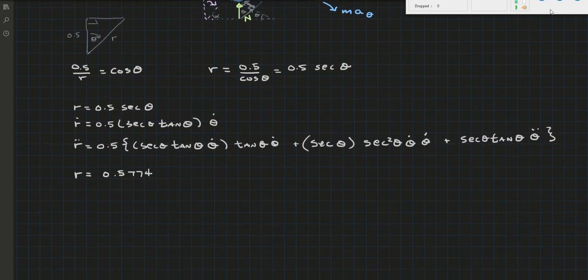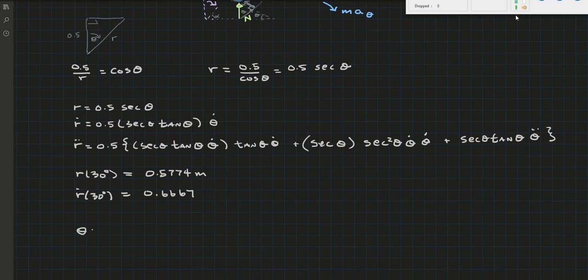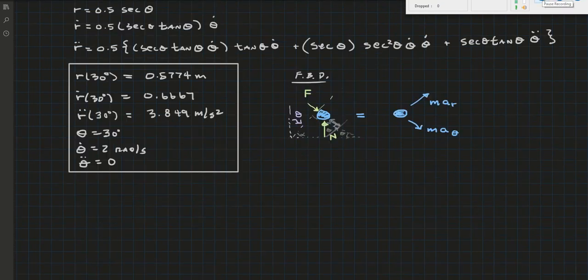So let me rewrite that. So we'll write it like that, and then r dot of 30 degrees equals, this is what we get with r dot. Now notice here we're going to need a theta dot, and in our problem theta equals 30 degrees, and then theta dot was given as a constant 2 rads per second, which makes theta double dot equal to 0. So we're going to need that to plug into some of these places up here. And we end up with these values. And I'll box them and pull down the free body diagram for reference.